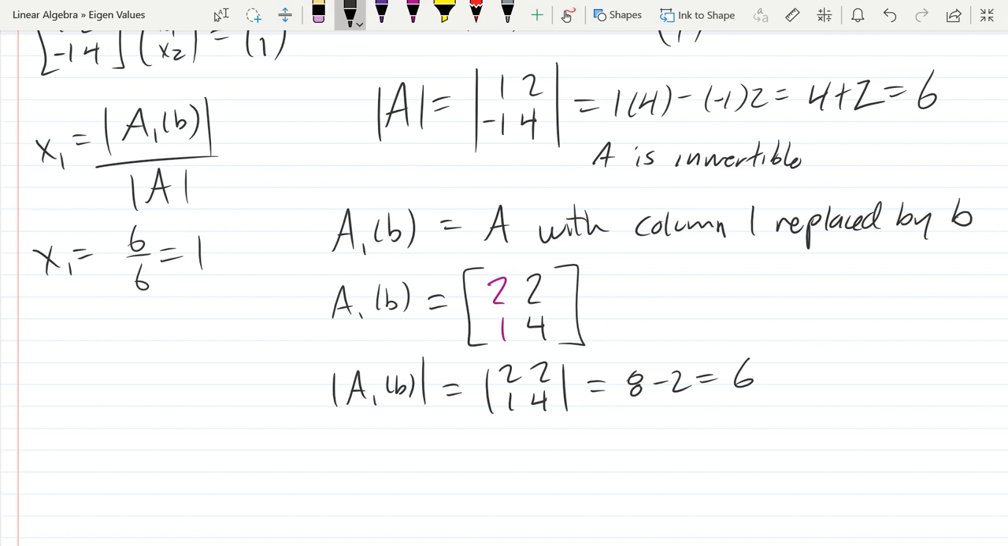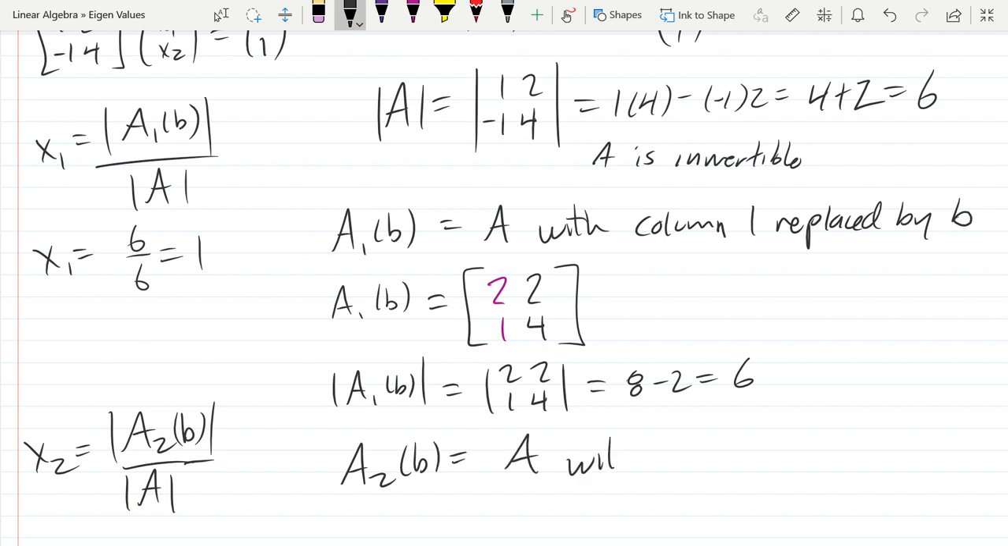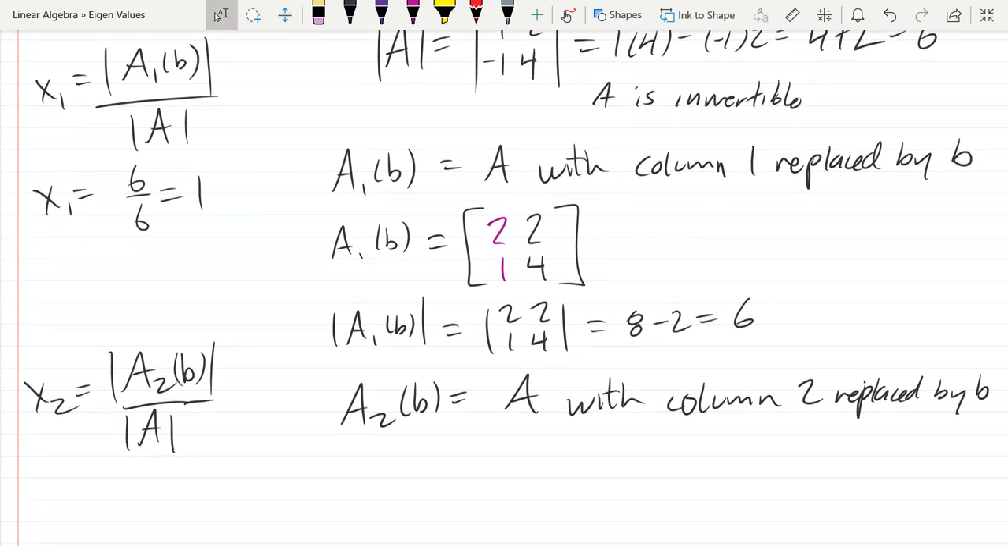So I want you to find x2. So x2 is going to be determinant of A2B over determinant of A. A2B is A with column 2 replaced by B. All right, so find A2B, find the determinant, plug it in, and you can also check your x values by seeing if they work in our original system.